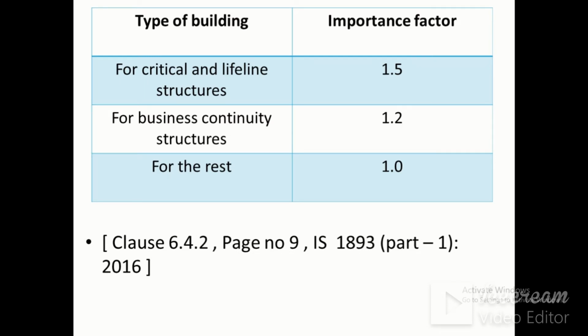Now for importance factor, critical and lifeline structures, which include schools and hospitals, have an importance factor of 1.5. For business and continuity structures it is 1.2. For the rest it is 1.0. For residential buildings with more than 200 population it is 1.2. This is mentioned in clause 6.4.2, page number 9, IS 1893 part 1 2016.